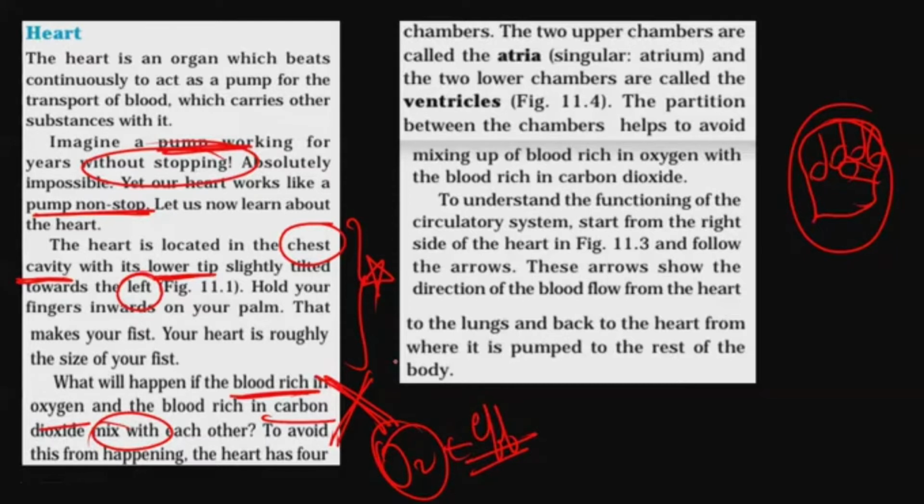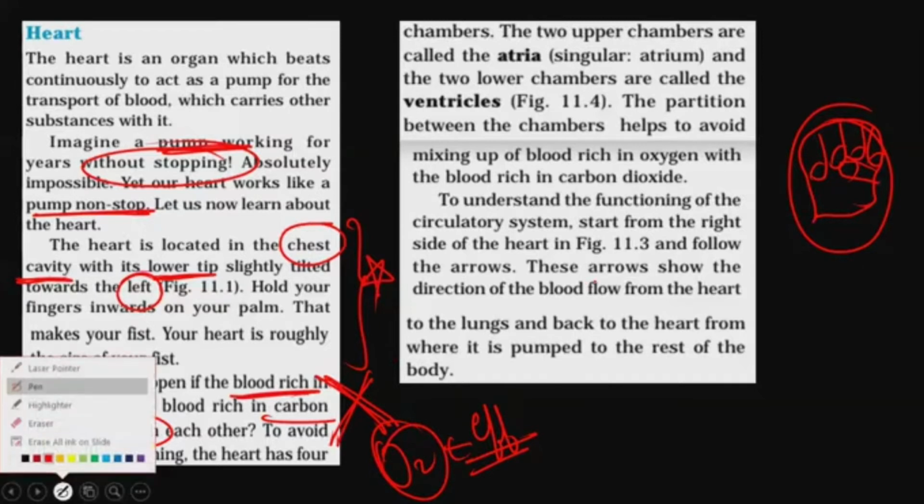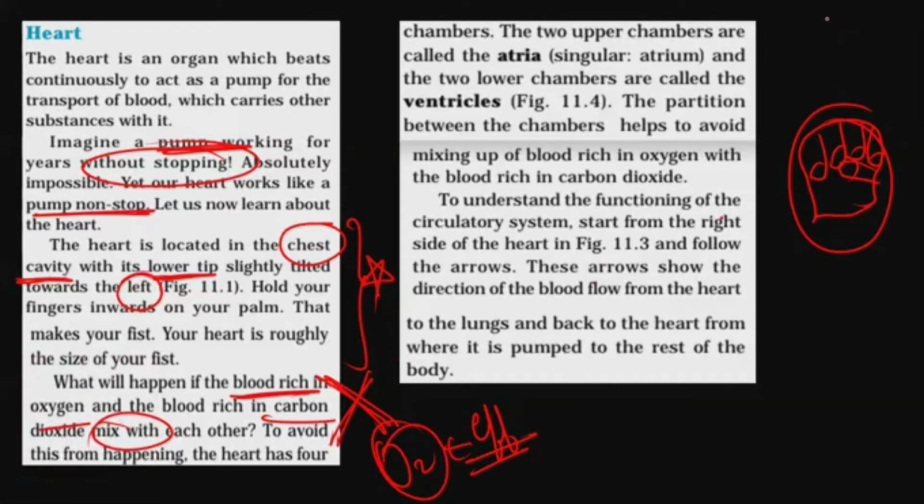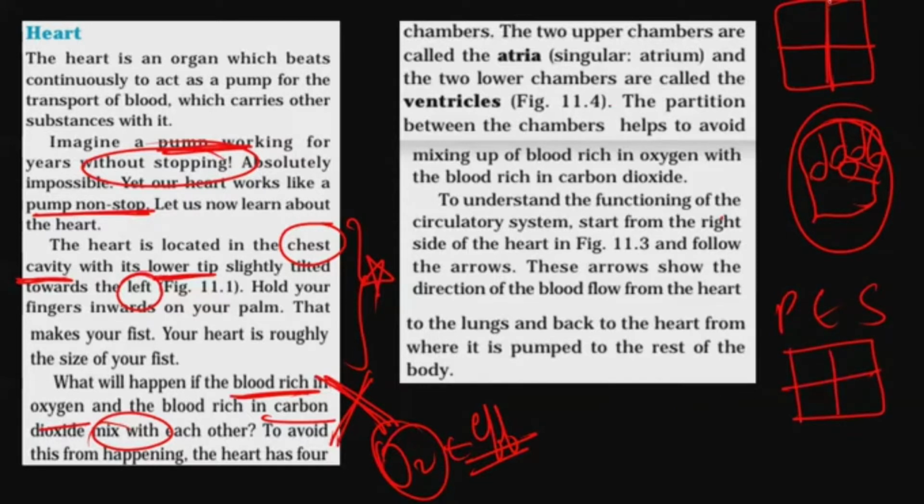So what does our heart do? What are the adaptations of our heart so that we can maintain this? Our heart is divided into chambers. It is simple. If you want to avoid mixing, suppose you have pencils, erasers, sharpeners, all cluttered together, you will keep separate sections for each of them. Similarly, our heart has separate sections known as chambers.